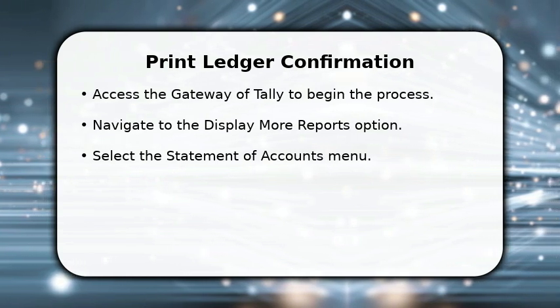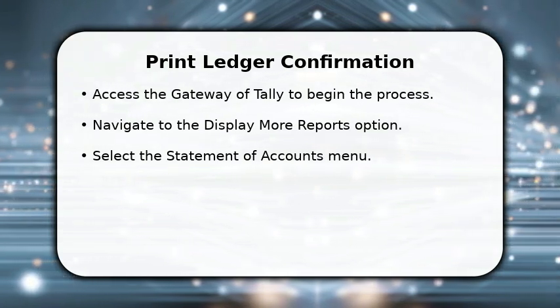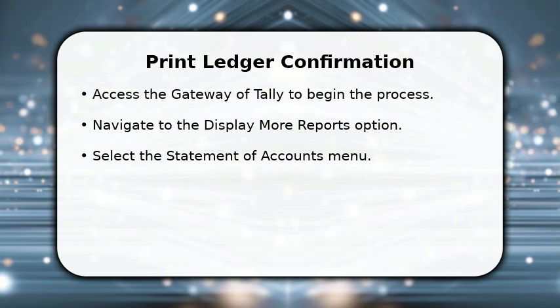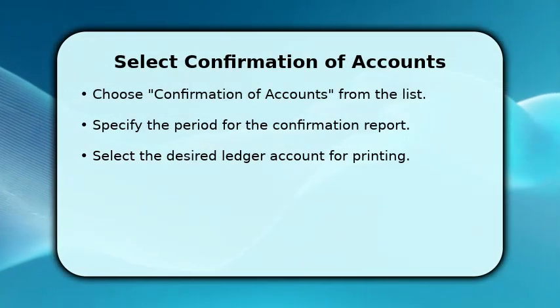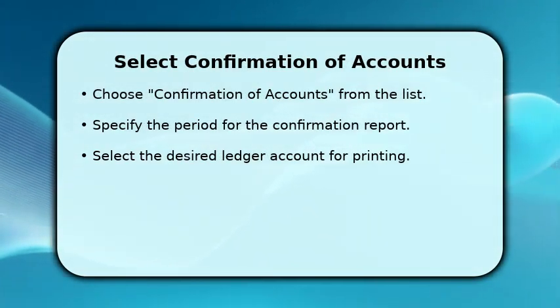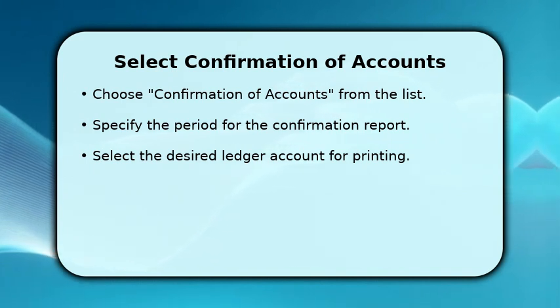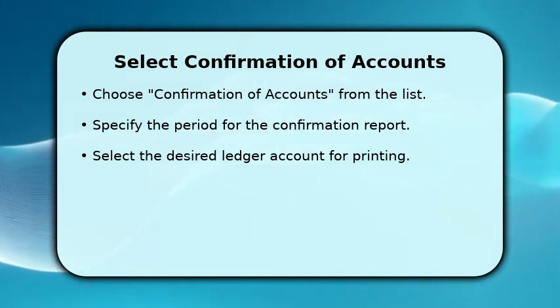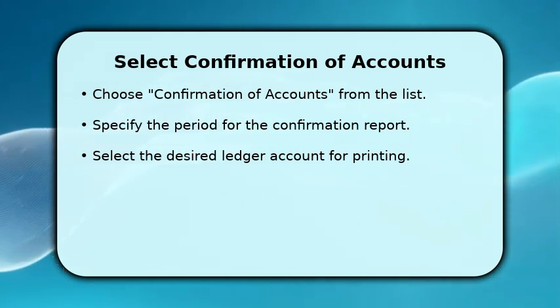We'll then proceed to the Statement of Accounts to find the specific ledger confirmation option. Once you are in the Statement of Accounts menu, look for and select Confirmation of Accounts. This is the specific report type we need. Next, you'll be prompted to define the period for which you want the confirmation. You can set a custom date range or choose a predefined one.